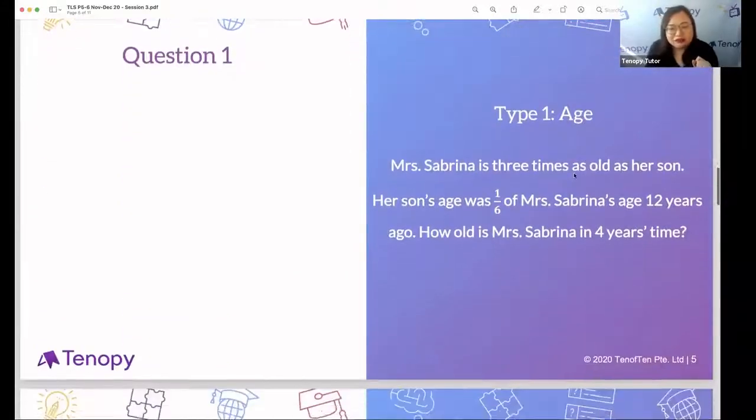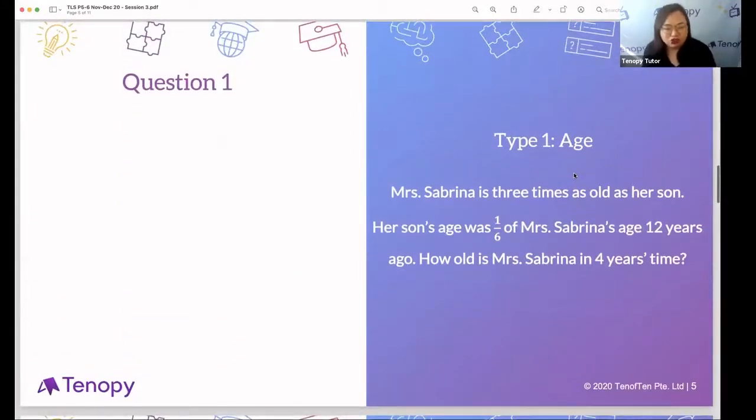This is the first question, and I want all of you to take out a piece of paper and try to work on it. First of all, the age question for this one. Mrs. Sabrina is 3 times as old as her son. Her son's age was 1 out of 6 of Mrs. Sabrina's age 12 years ago. How old is Mrs. Sabrina in 4 years' time?